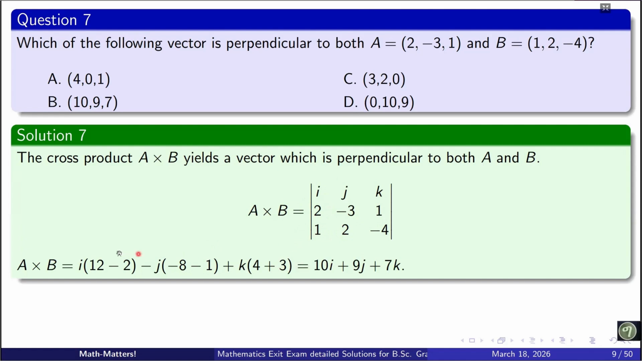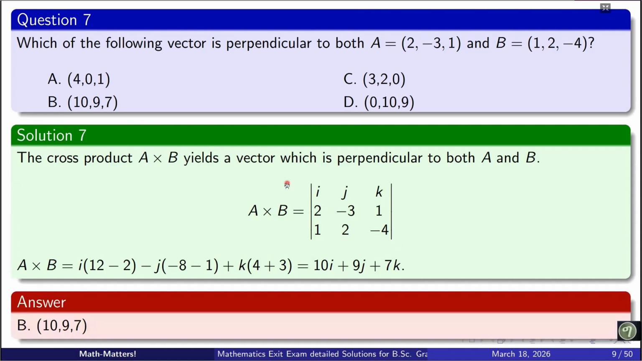Therefore, this is equivalent to 12 minus 2, which is 10i, plus minus 8 minus 1, which is minus 9, but this one is negative, so it becomes positive 9j in the j direction, plus 4 plus 3, which is 7 in the k direction. That means in component form, or simply as a triplet, that is 10, 9, and 7. Therefore, the answer for this one is B.